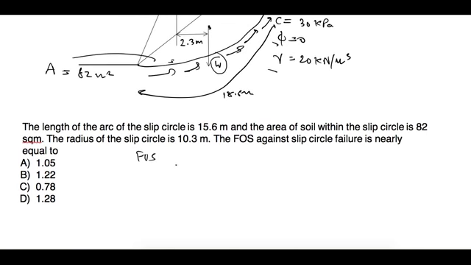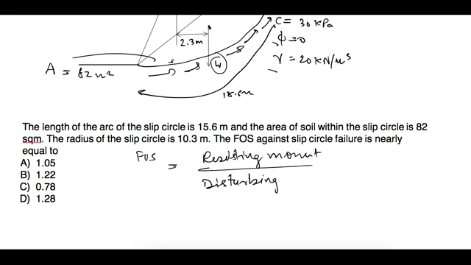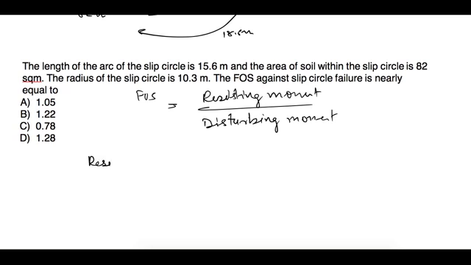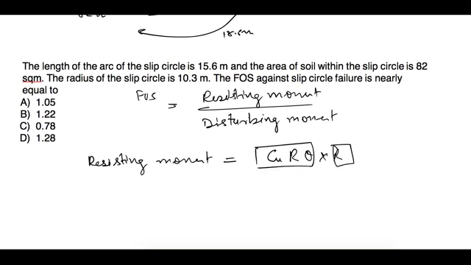So we saw this factor of safety is given as resisting moment divided by disturbing moment. So how did we find this resisting moment? Resisting moment is provided due to cohesion of the soil. So we saw this formula Cu r theta into r. This was the force, this was the moment arm.